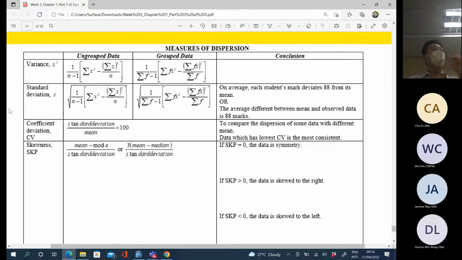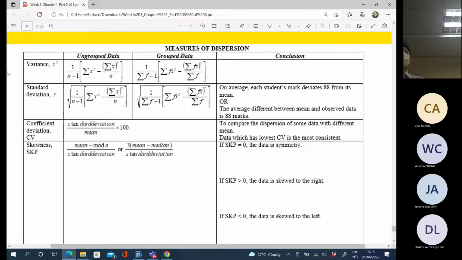Okay, so far we have learned two formulas to identify the skewness of the data distribution. So the first formula is using the mean minus mode divided by standard deviation. All right. If you don't have a mode value, let's say if your data have no mode, then what you do is you can use the second formula, 3 then brackets multiply mean minus median divided by standard deviation. Okay.